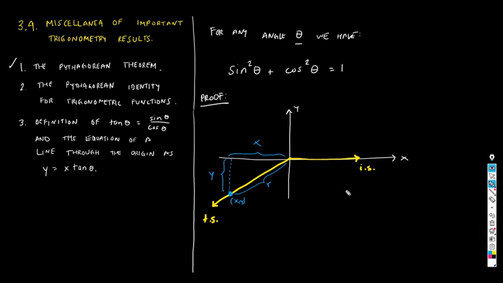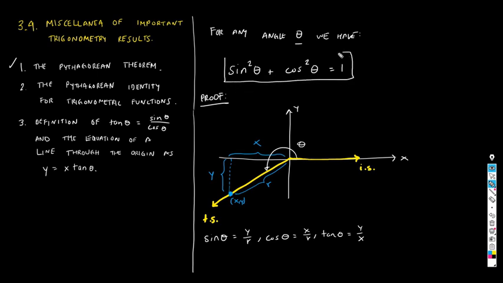We remember the definition of the trigonometric functions for this angle theta. Now I can draw it. So the trigonometric functions are by definition the following: sine of theta equals y over r, cosine of theta is equal to x over r, and tangent of theta is equal to y over x. And remember what I want to prove this.